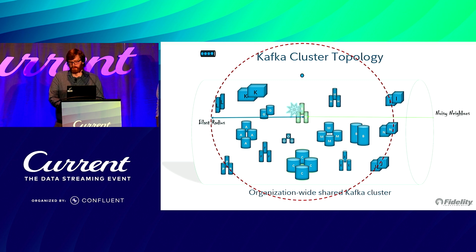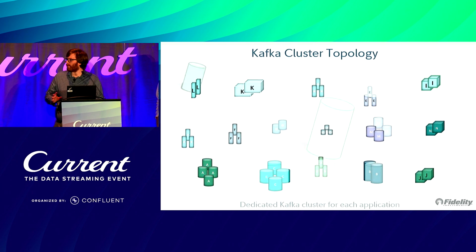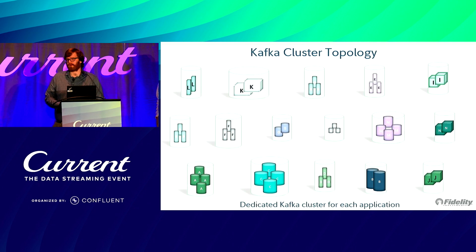So let's go with a different approach now. Instead of a single organization-wide Kafka cluster that all teams share, let's break it out. Every application is put on their own dedicated Kafka cluster. This does reduce the issue of noisy neighbors that we just introduced, but it comes with its own set of problems. Administratively, this can be a nightmare to handle.